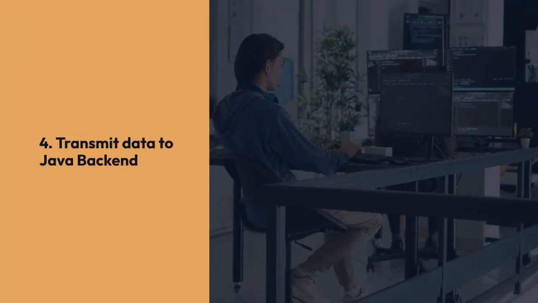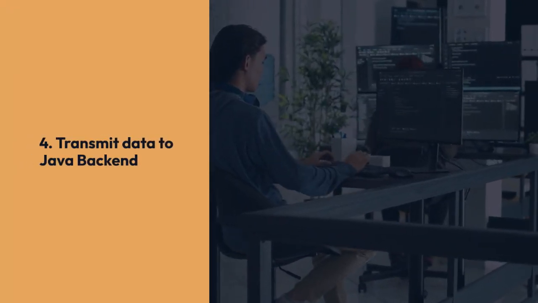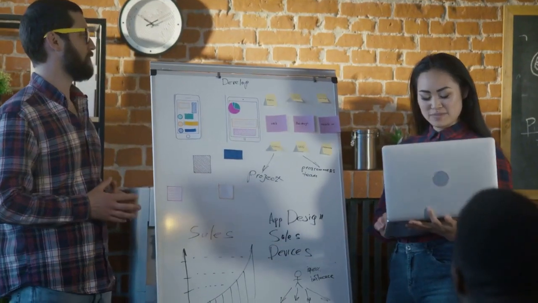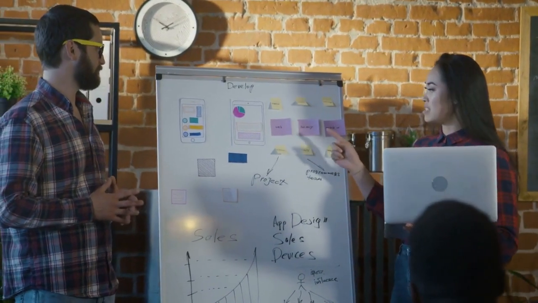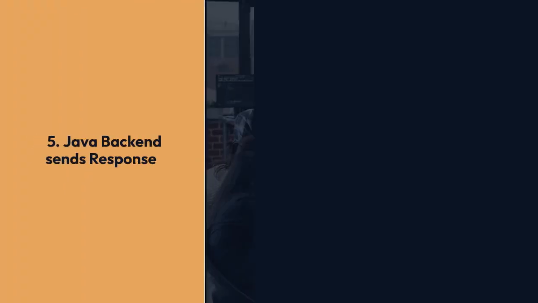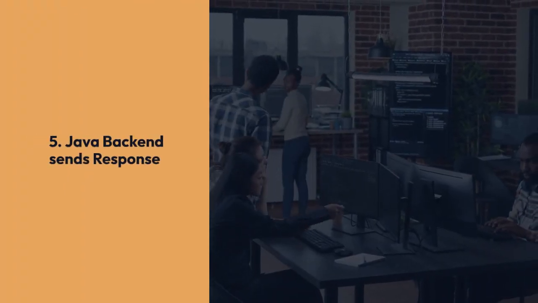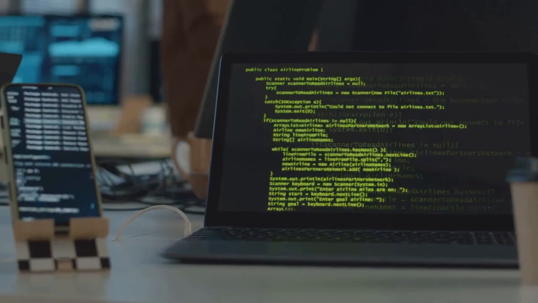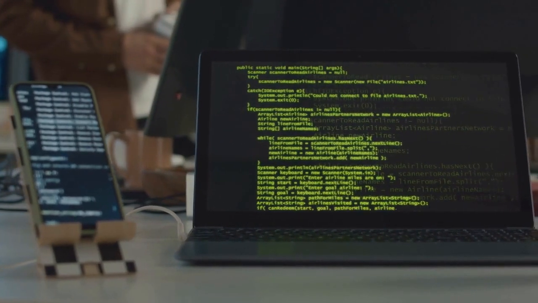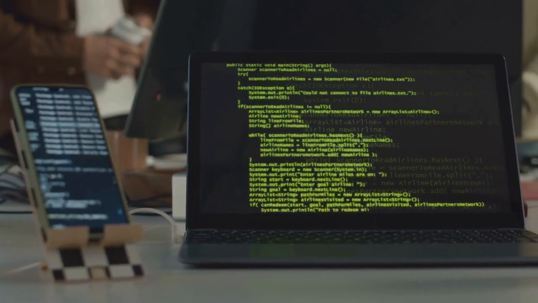4. These requests will transmit data to your Java backend, which processes it according to your application's logic. For example, a request might ask for a list of users, or it might send data to create a new user account. 5. Your Java backend will then send a response back to the frontend. This response will usually be in JSON or XML format, containing the data requested or the results of the operation.